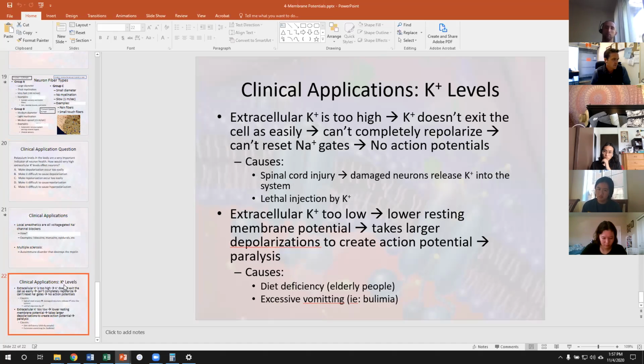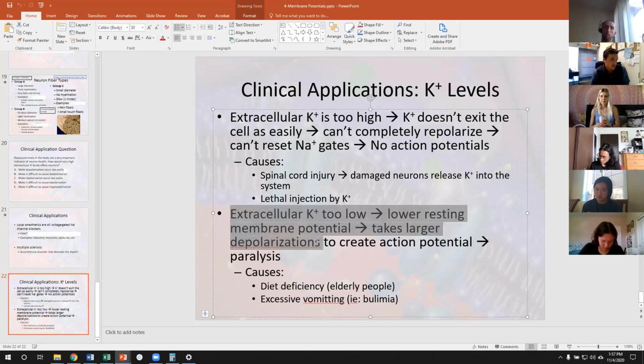Where are you drawing a distinction on that? You just say paralysis, but I'm wondering if it's like taking larger depolarizations, would that just mean it's not receiving those action potentials? Yeah, you're talking about for this one here? Or no, being too high?